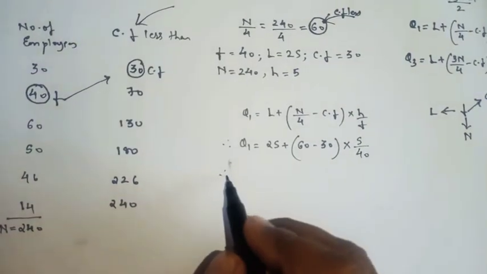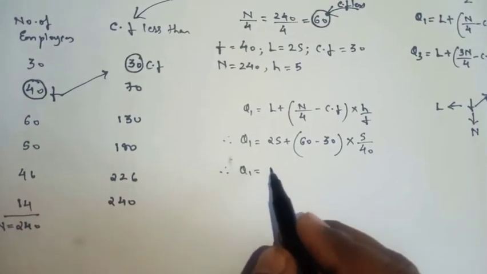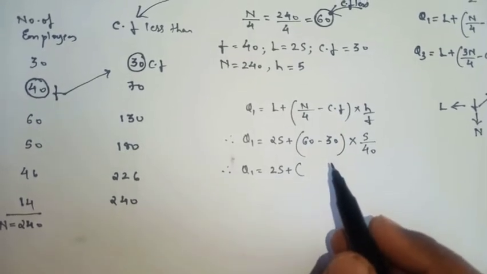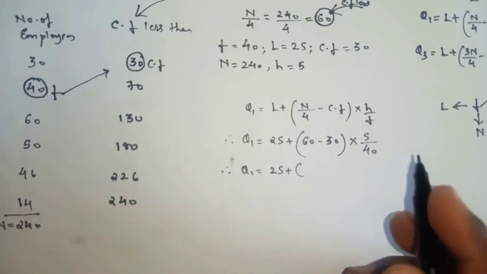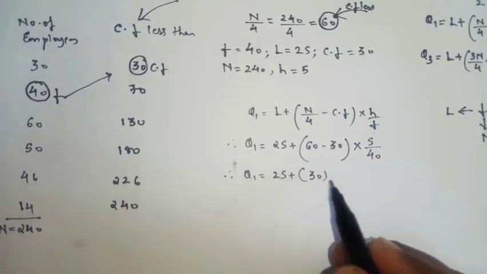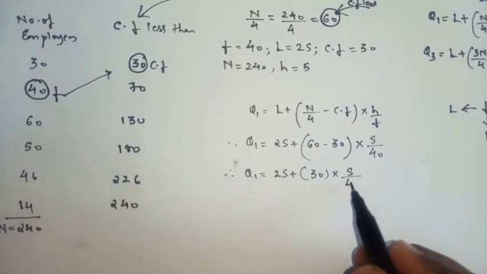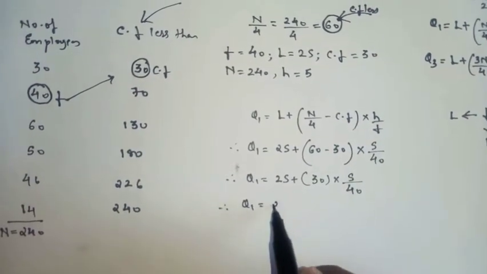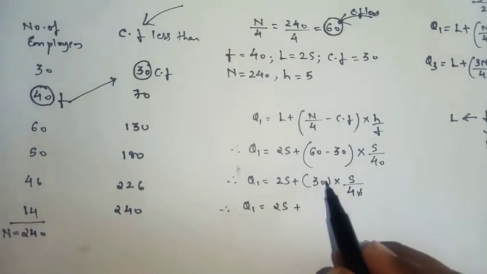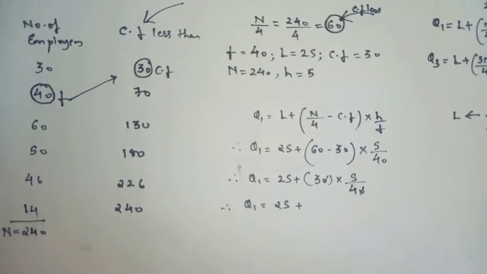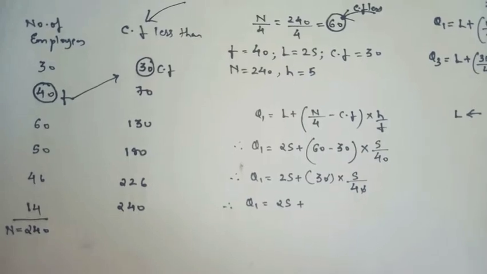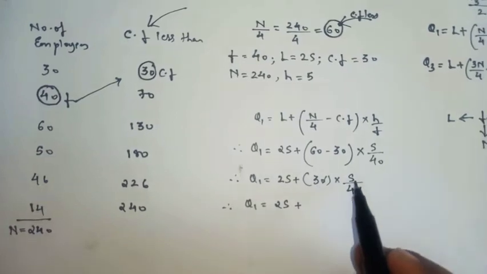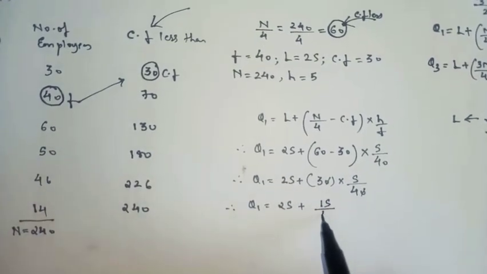So now Q1 will be equals to what? 25 plus 60 minus 30. We know that 60 minus 30 is what? 30 into 5 upon 40. After this, Q1 will be equals to what? 25 plus, here we can cancel 1 zero. Yes or no? Then after that, here we are left with what? 3 5s are 15 upon 4.